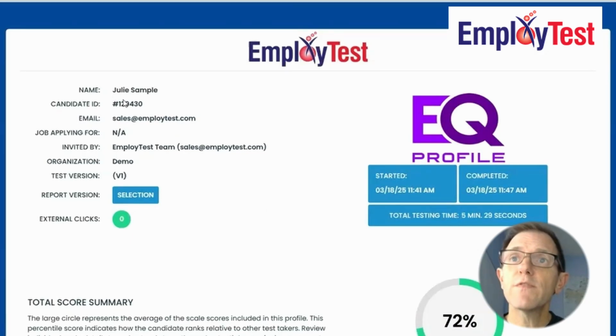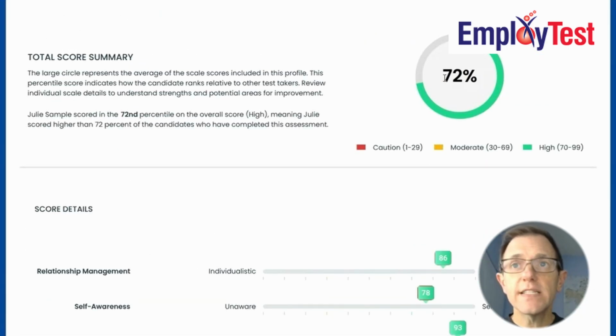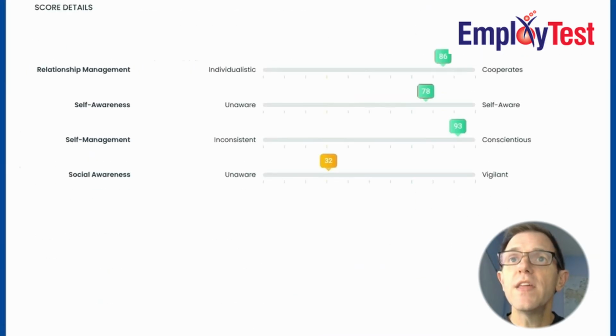You still get the same information at the top here, and many of them have an external clicks counter, which counts if they're clicking outside of the test-taking tab. Then we have the 72%, but that's not percentage correct. That's a percentile. This means that this test taker scored higher than 72% of the people who've taken the test. That number is generated as a composite number from these topics here.